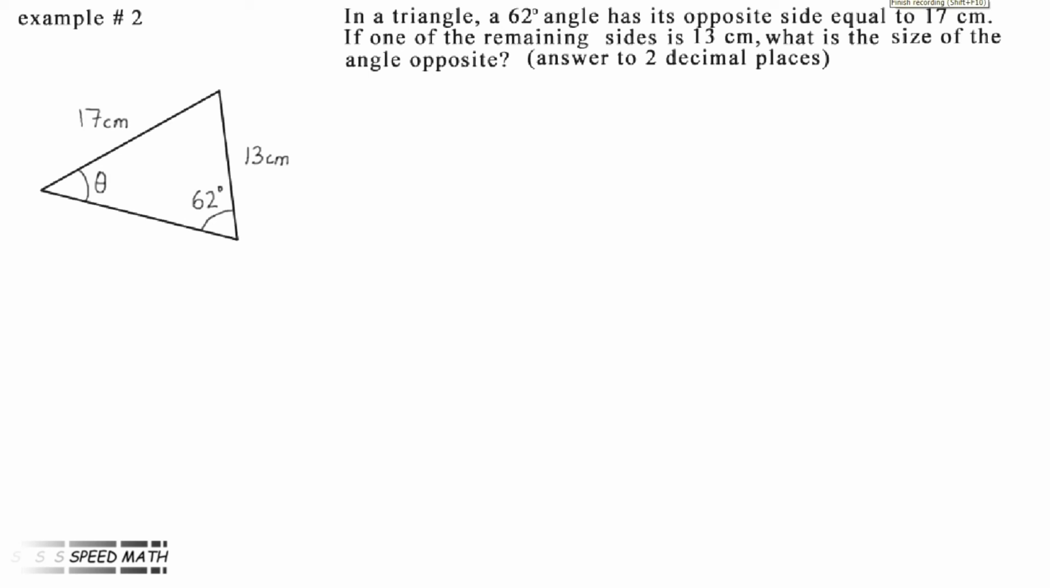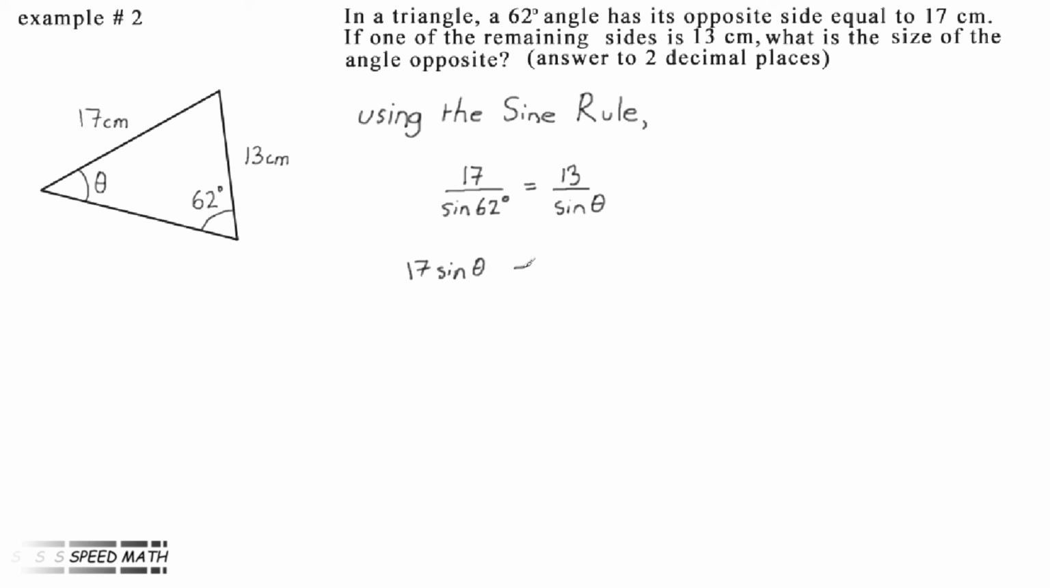As before, the first thing to do is to state the rule. Okay, here we go. Using the sine rule and substituting the values for the sides and the angles, we have 17 divided by sine 62 degrees is equal to 13 divided by sine theta. Okay, cross multiplying, we get 17 sine theta degrees is equal to 13 sine 62 degrees.